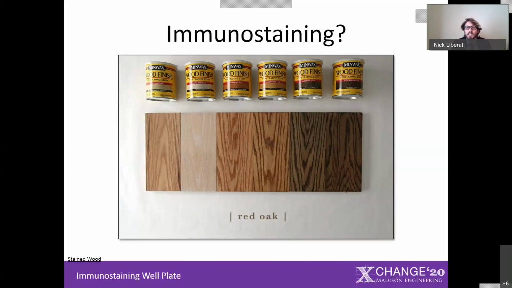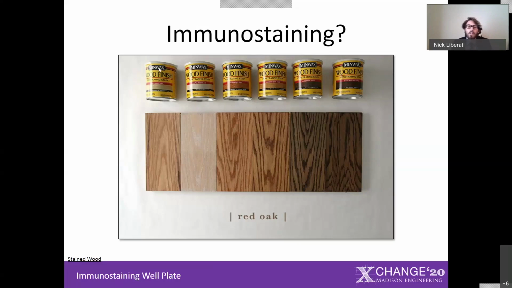Immunostaining is similar to the process of wood staining. They're similar in the aspect that they both create different visual representations through the same base material. For instance, staining the same tissue with two different types of antibodies will result in two completely different images, the same way that two different stains can create a different image on the same piece of wood.